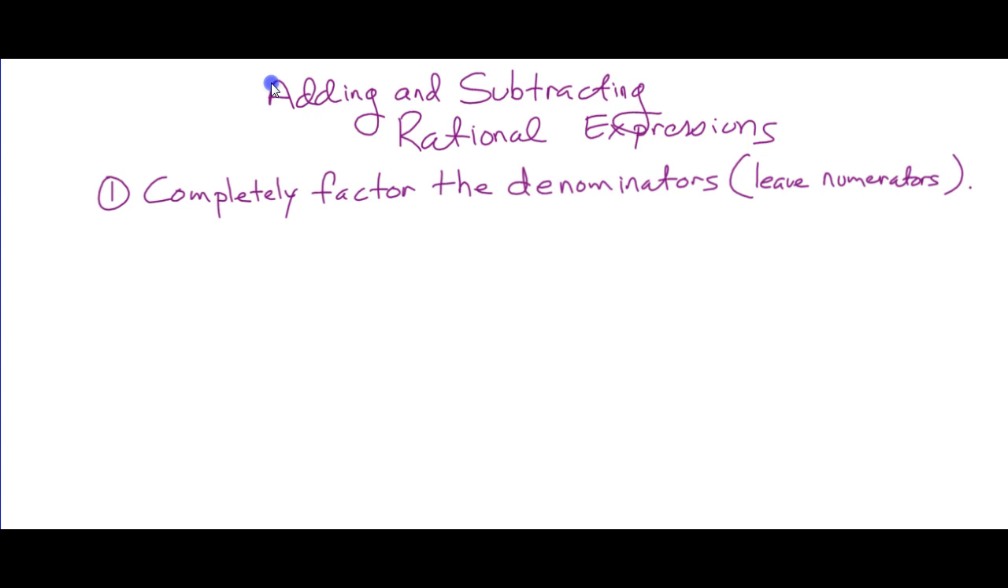Okay, so adding and subtracting. Like anything else, you've got to completely factor numerators and denominators. Or sorry, in this case, unlike everything else, you completely factor the denominator. You can leave the numerators alone. Once we have the factored form of the denominator, then we state the restrictions or the non-permissible values.